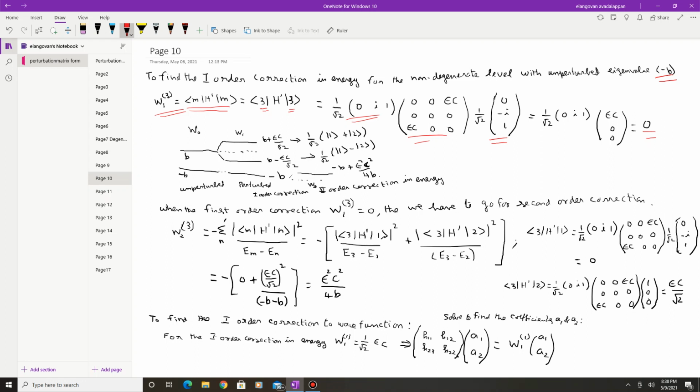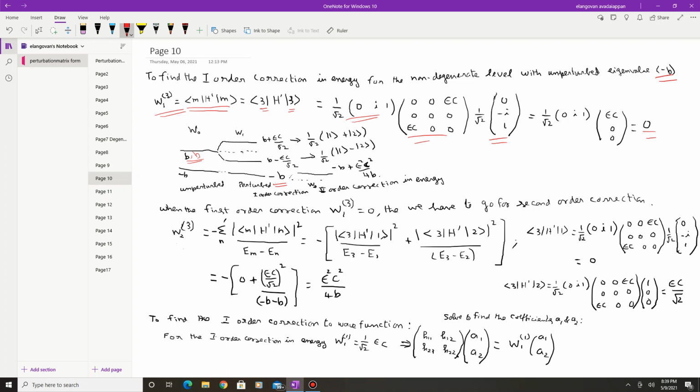So you have two levels. Unperturbed levels are minus B and B and B. They are degenerate levels. For this B, the first order correction is 0. Therefore, after the first order correction, the energy is minus B. Here, the degenerate levels are one B minus epsilon C by root 2, another B plus epsilon C by root 2. Now, if the first order correction is 0, usually you have to go for the second order correction. So now let us calculate the second order correction.